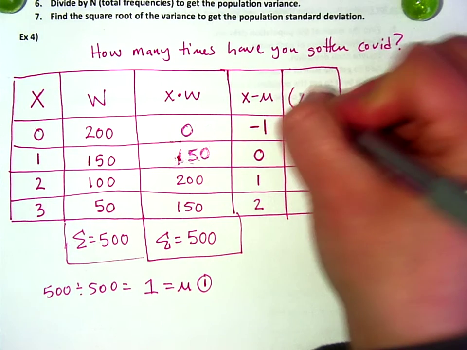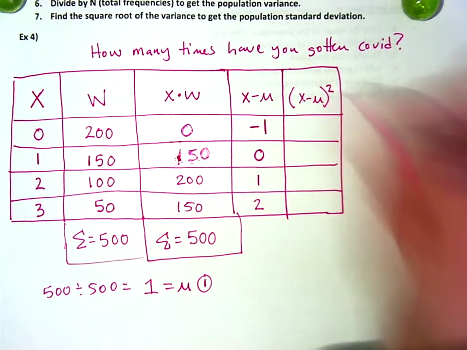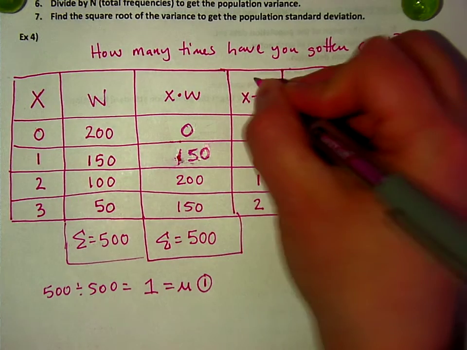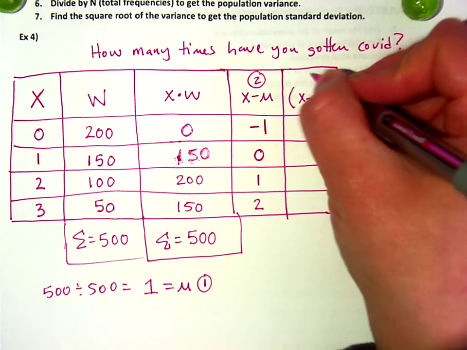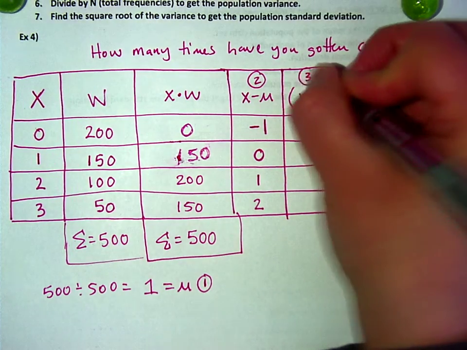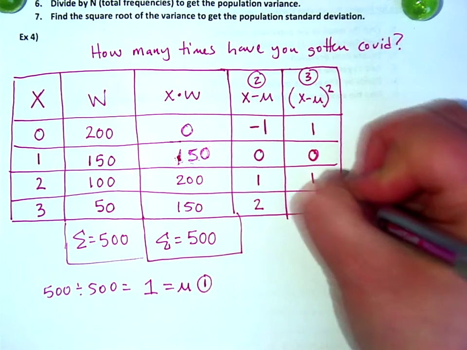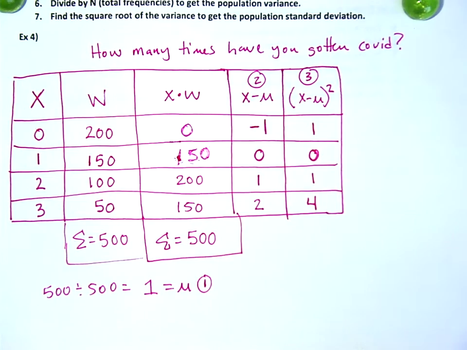Okay, then over here, we're going to do x minus mu squared. Let's see, the deviations, this was number 2, step 2. This is step 3. If you square 1, you get 1. If you square 0, you get 0. This is 1, and that's 4.